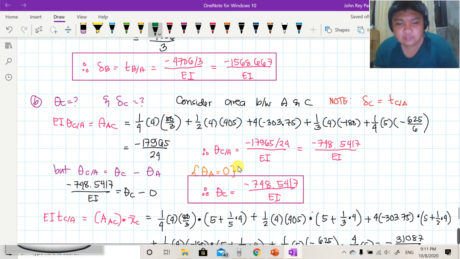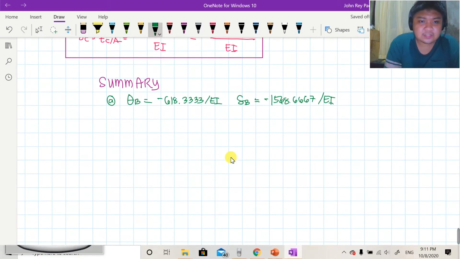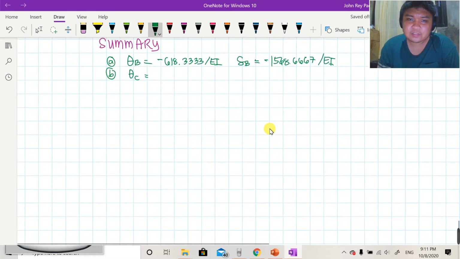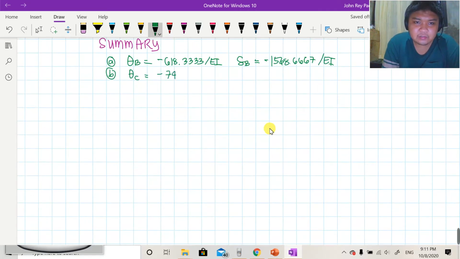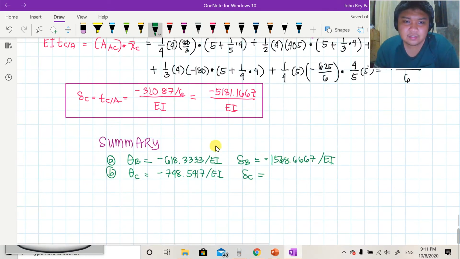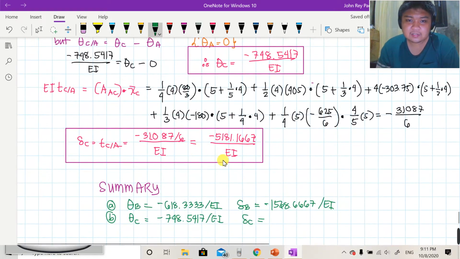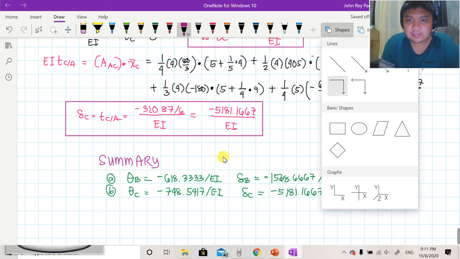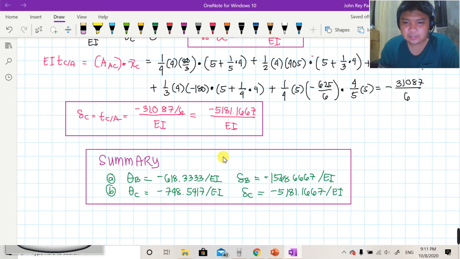So, next tayo, ang slope and deflection at C din naman yung tanong. So, the slope at C is equal to, nandito siya, negative 748.5417 over EI, while its deflection at C class is equal to, nandito lang sa taas, negative 5181.1667 over EI. So, ito na class yung ating final answer for this problem.